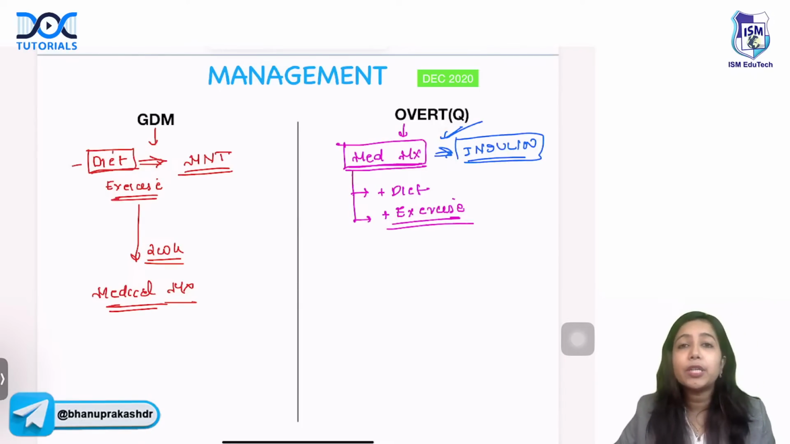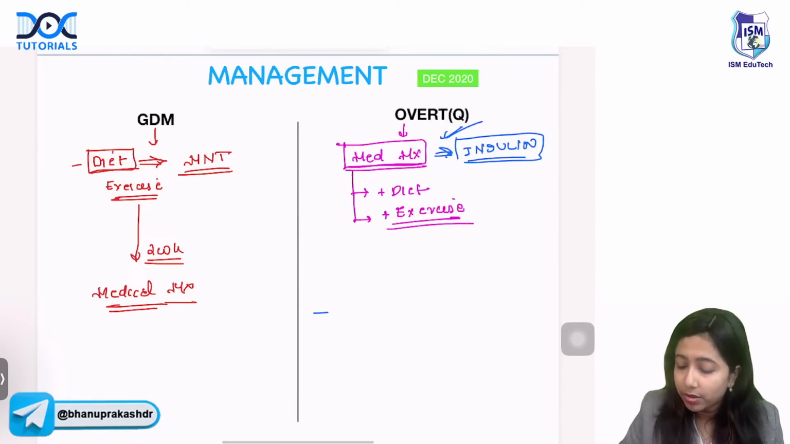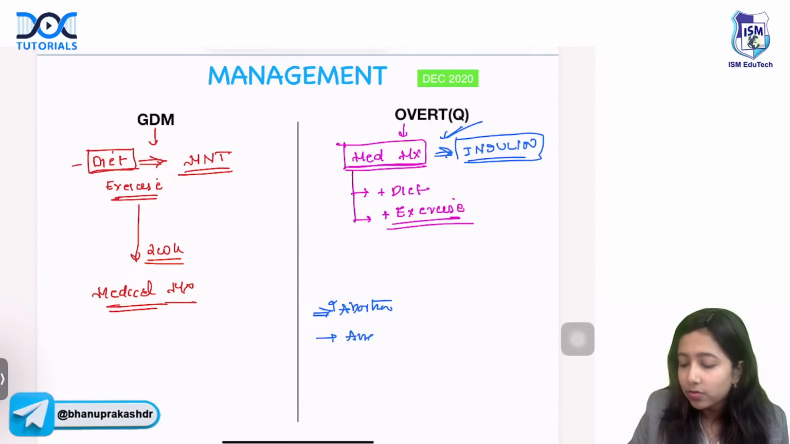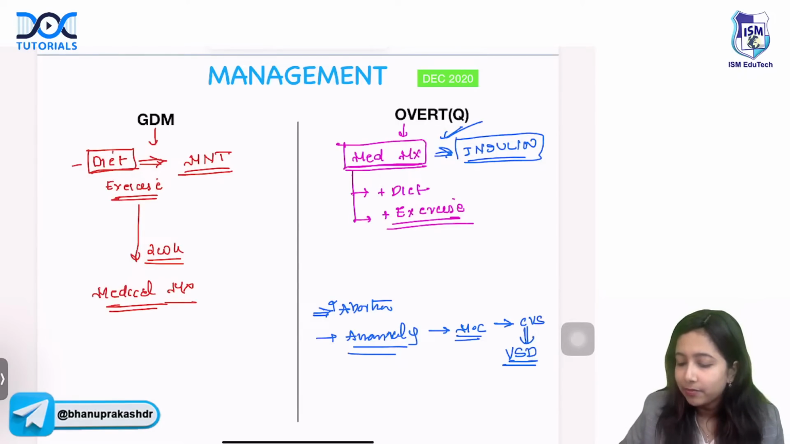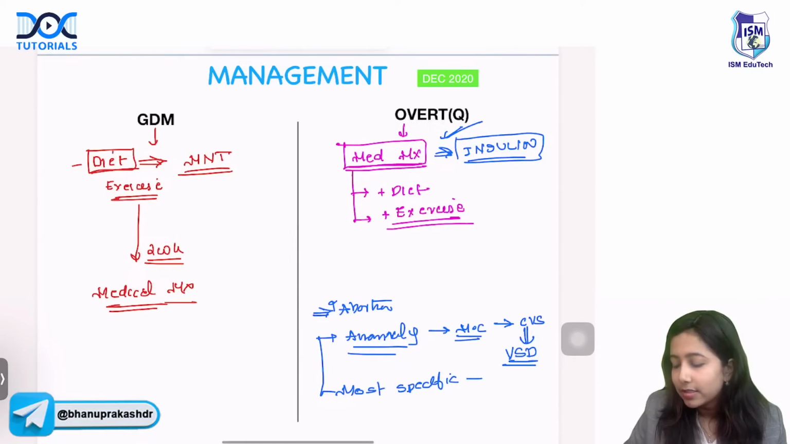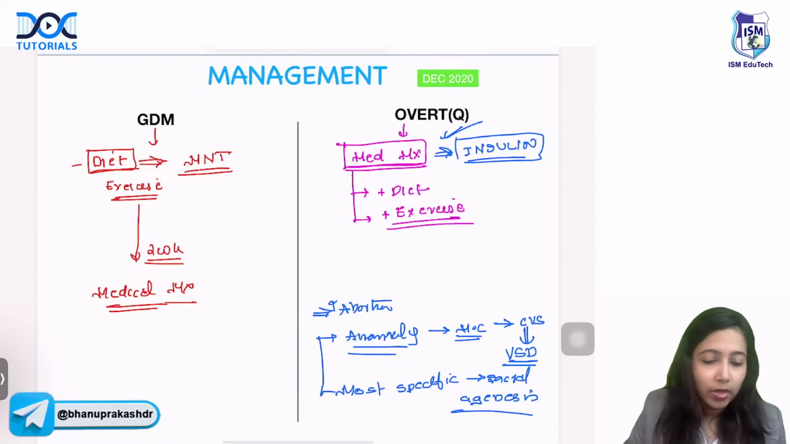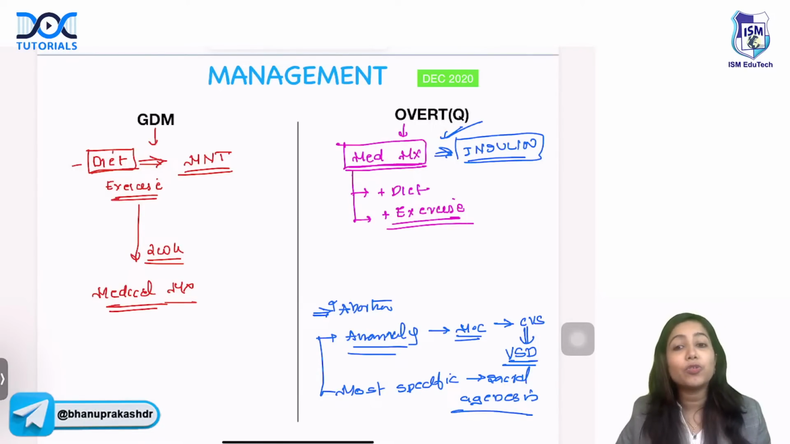So, coming to the other complications that can happen in overt. They are at increased risk of abortions, and at increased risk of anomalies. The most common anomaly is a cardiovascular system anomaly, which is VSD. The most specific anomaly is sacral agenesis, also known as caudal regression syndrome. So if a further scenario comes on this, you should be able to answer.